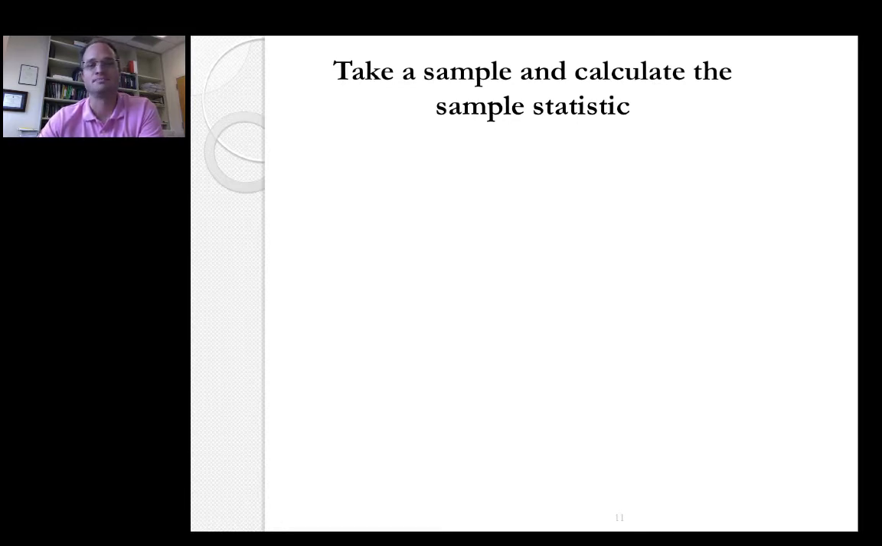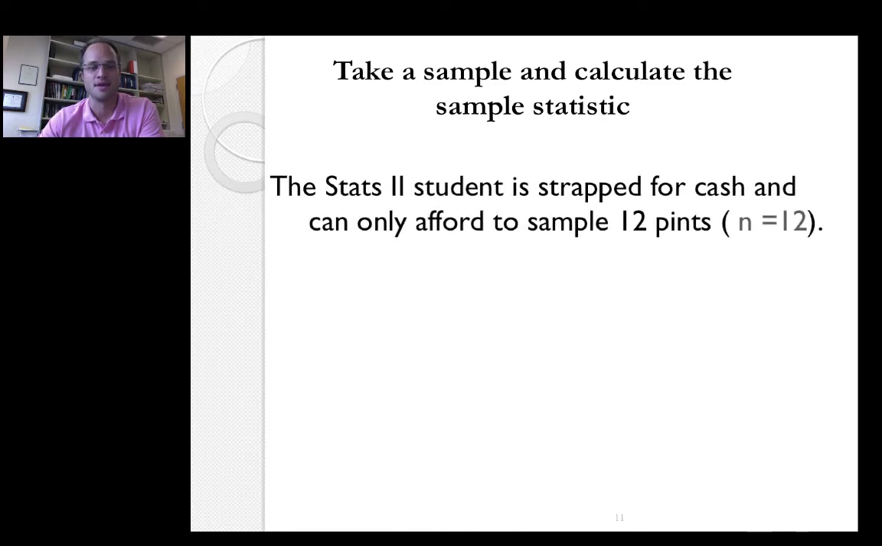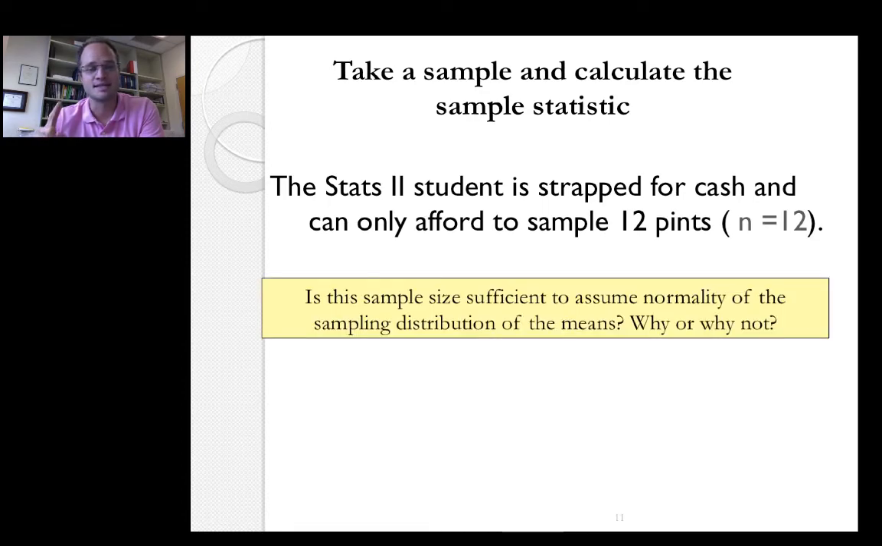We have to take a sample and calculate the sample statistic. In this case, the student is, let's say, strapped for cash and can only afford to sample 12 pints. So we have a very small sample. But we realize that this sample size is sufficient to assume normality of the sampling distribution, and the reason is the earlier assumption on the previous slide that the population of ounces in a pint of beer is distributed normally. So any sample size would be sufficient. If I didn't have that assumption, then we couldn't assume normality of the distribution of sample means.